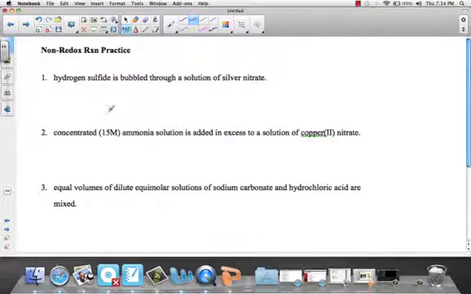So let's do some practice. We'll finish up with some practice here. Hydrogen sulfide, so H, sulfide is S with a -2 charge, so it's going to be H2S, is bubbled through a solution of silver nitrate.